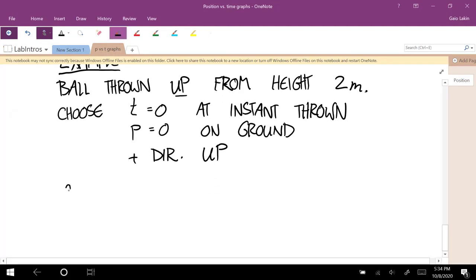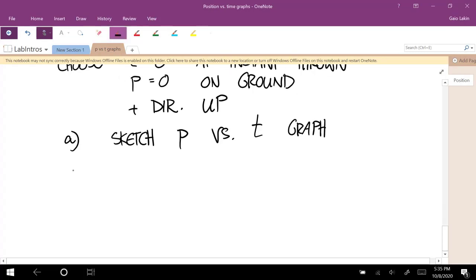Okay, so let's say that what we want to do with this is, we want to first sketch the position versus time graph of this motion. Second, we want to identify where on this graph the object is speeding up.